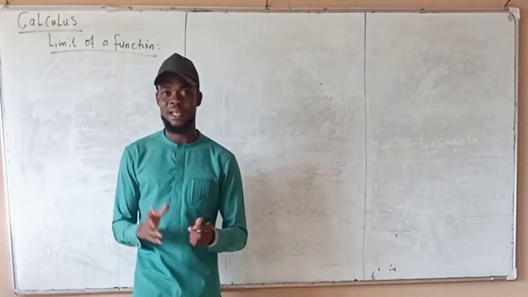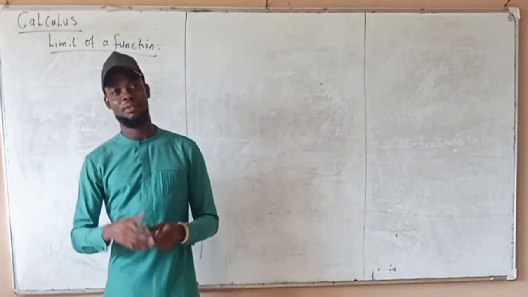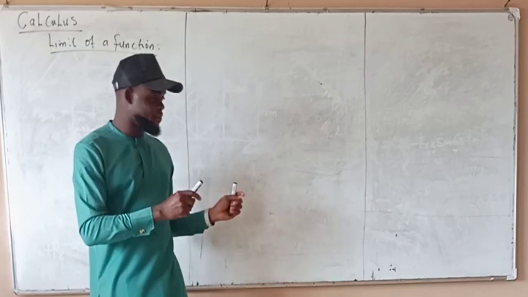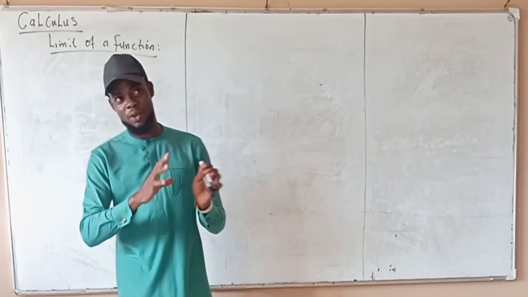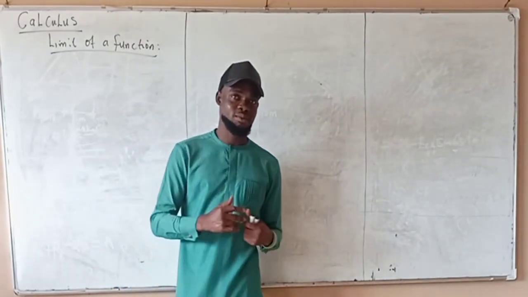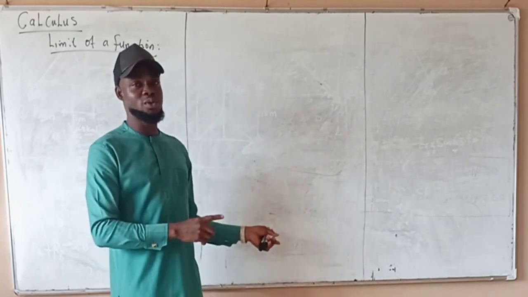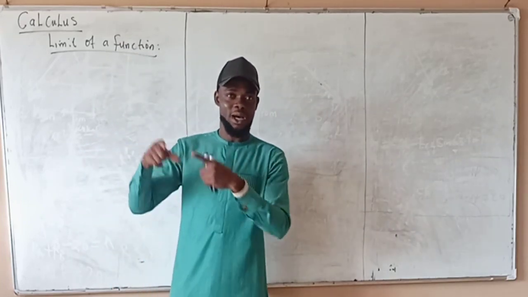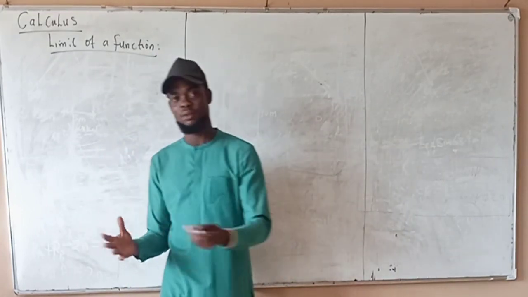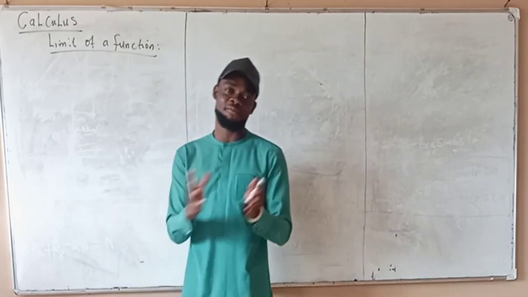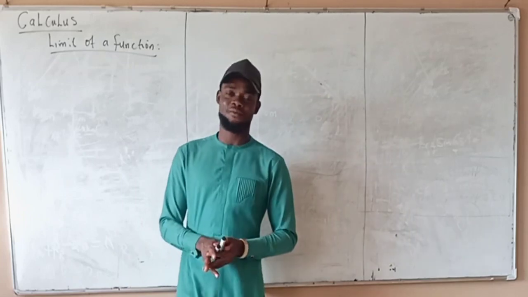So the first topic I'll be starting from now is the limit of a function. If you have not watched the first video we did, you can go and watch it. We have done a very good video on that limit. The limit of a function is the value the function approaches if the input or the variable in that function approaches a particular value. The limit of the function can either exist or fail to exist. It exists if both sided limits exist, and it fails if one sided limit fails to exist.